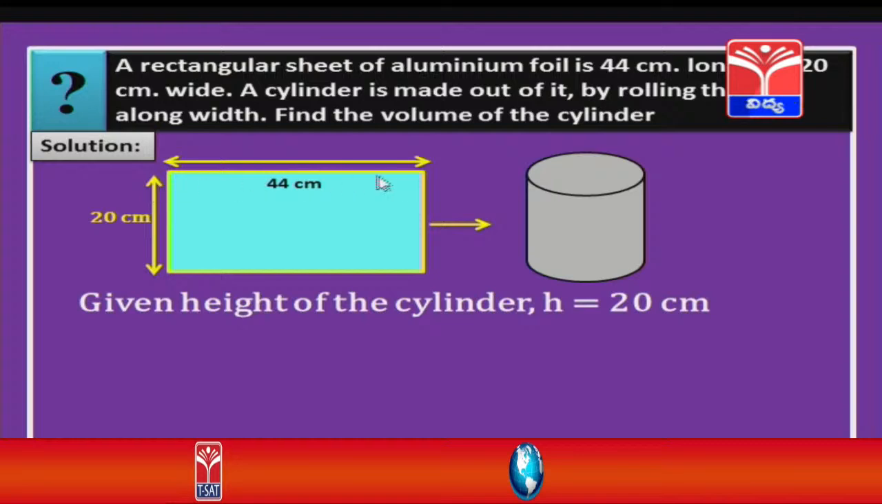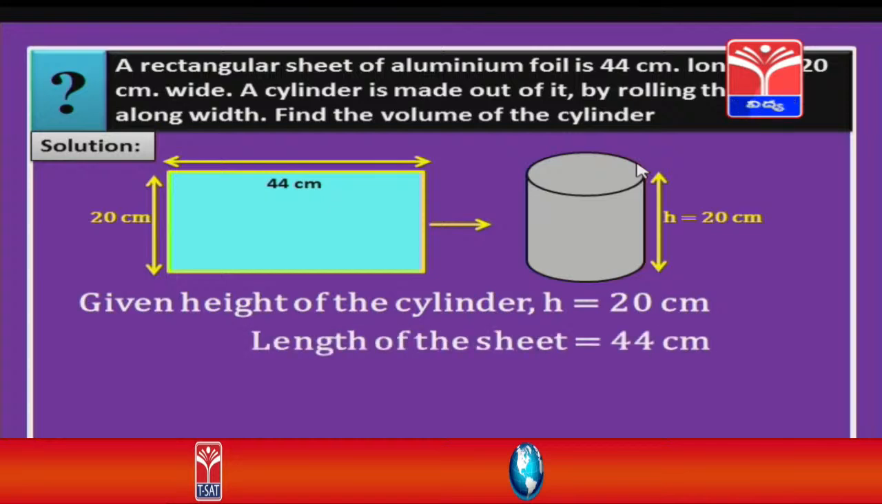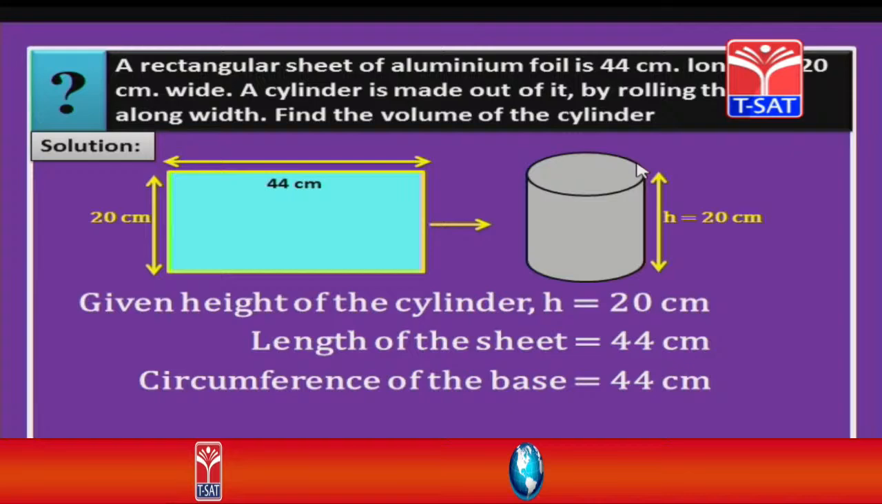Now, since we are folding this, this length of the rectangle becomes the circumference of the circle. Okay children. So, what do we write? Height is 20 centimeters and length of the sheet is 44. So, circumference of the base is also equal to 44. So, what is the formula to find circumference of a circle children? Yes, 2 pi r. That means 2 pi r is equal to 44 centimeters.